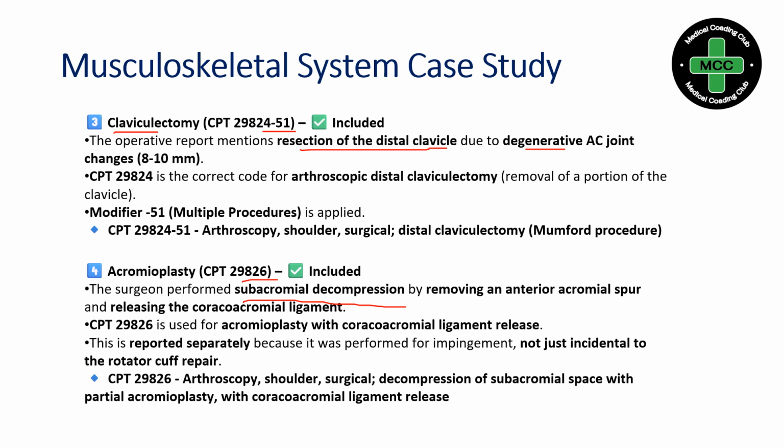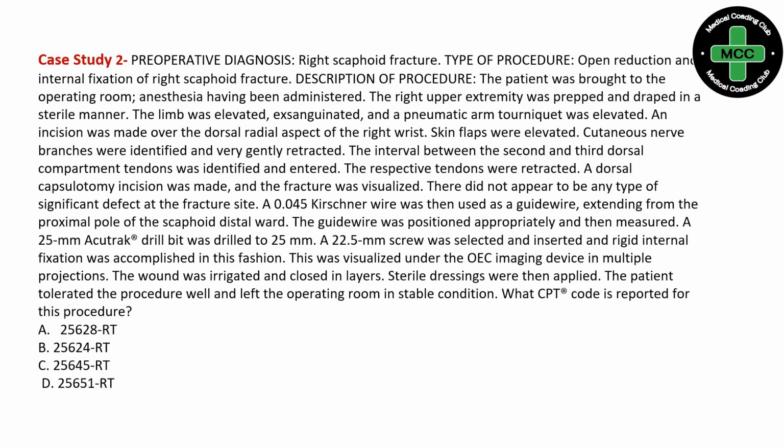So we'll see the next question. Case study 2 says preoperative diagnosis is right scaphoid fracture. Type of procedure is open reduction and internal fixation of right scaphoid fracture. So again, they have directly mentioned what procedure they did. They did ORIF, that is open reduction and internal fixation.